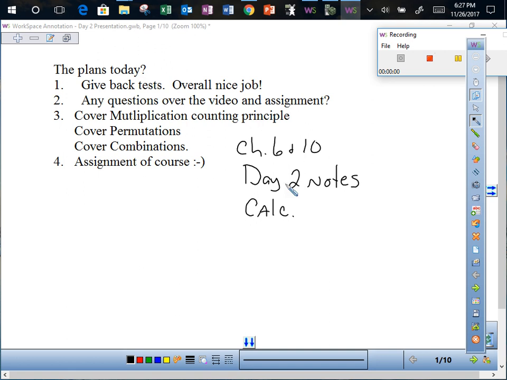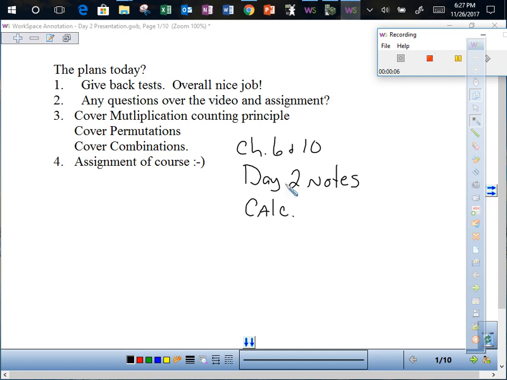Well, hello everybody. What I need to do with you today is cover Day 2 in Chapter 6 over the multiplication counting principle. We will also talk about permutations and what's called combinations. I'll define those as we go along today. And of course there'll be an assignment towards the end.